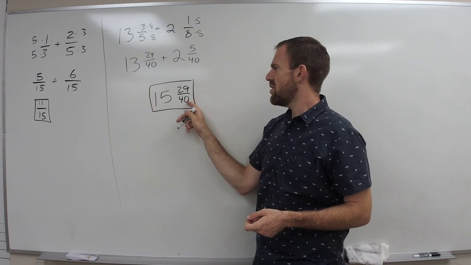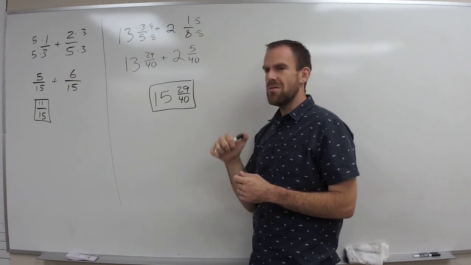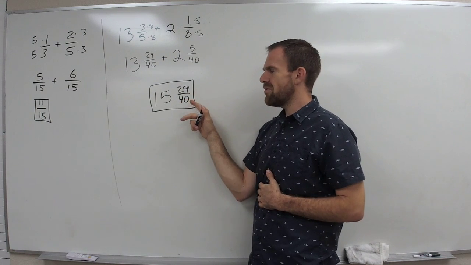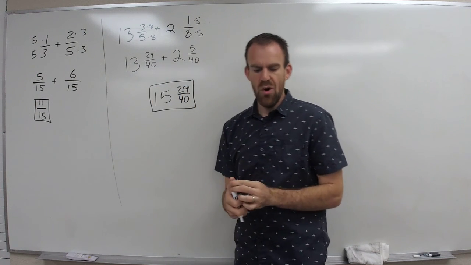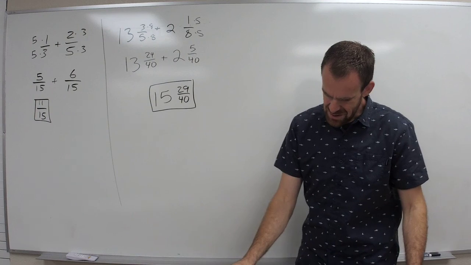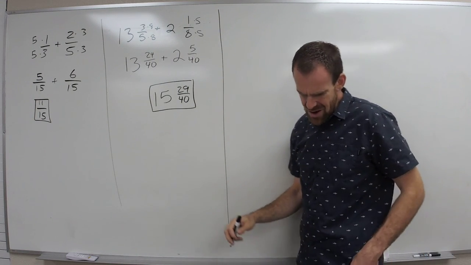Sometimes you'll get a number greater than the denominator in the numerator. So let's say if this was 41 over 40, I would have to steal that 1 into the whole number. Let's look at another example, and maybe we'll have the chance to do that. Oh no, we're subtracting. No.